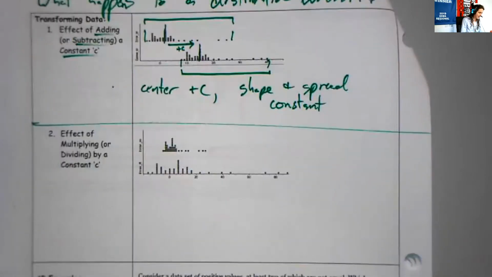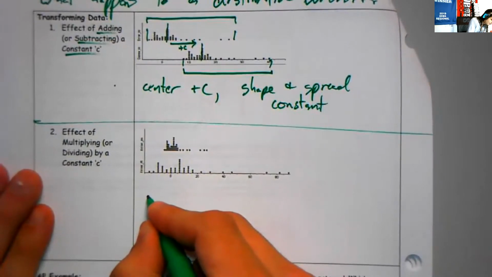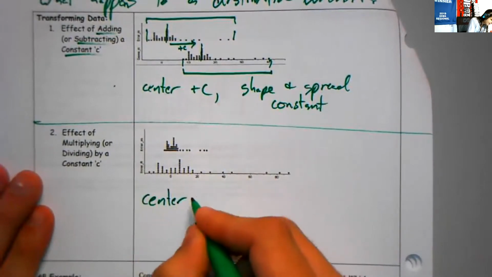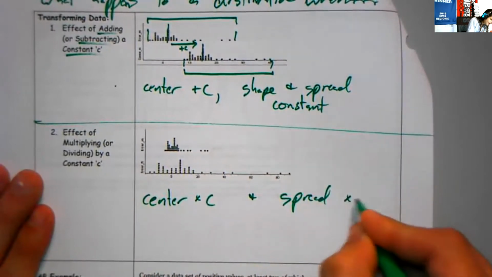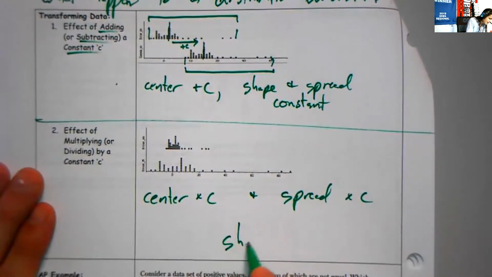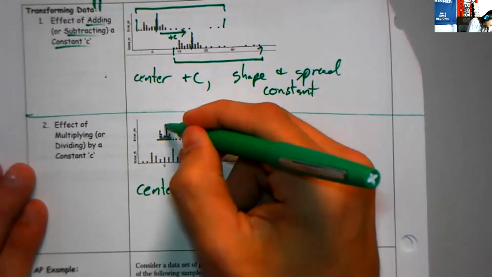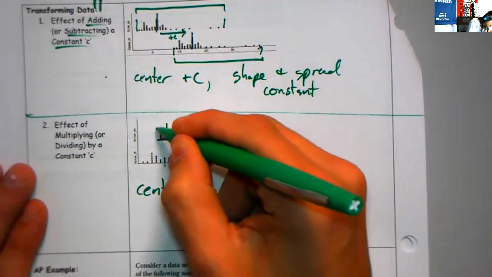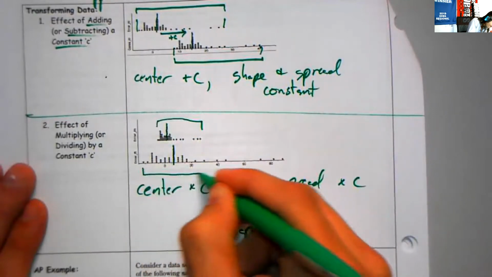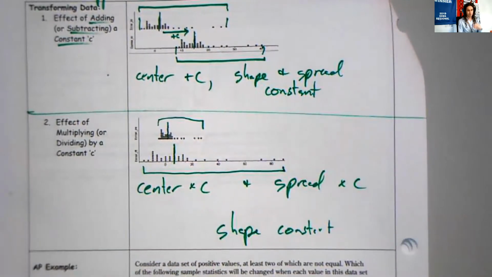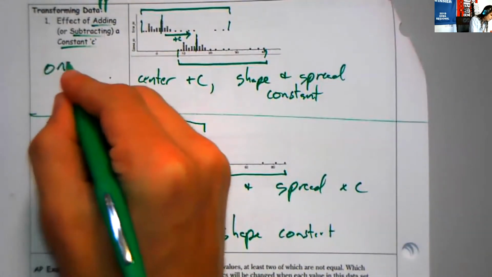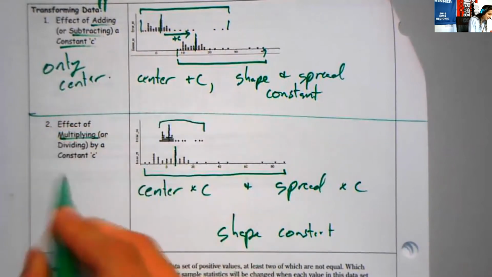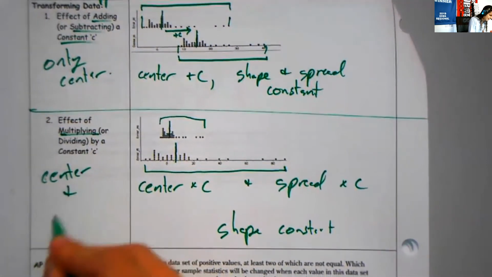What happens when we multiply? The new center gets multiplied by C, and the spread gets multiplied by C, but again, the shape is constant. Notice the center got bigger and the spread got bigger there. So both are affected when we multiply. So when we add, it's only the center. When we multiply, it's center and spread that are affected.